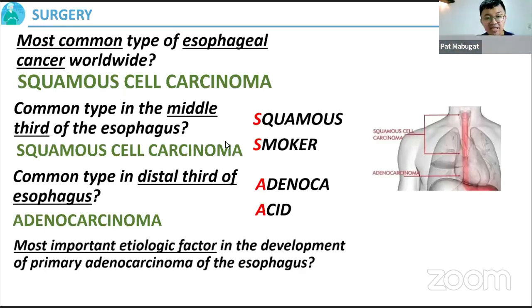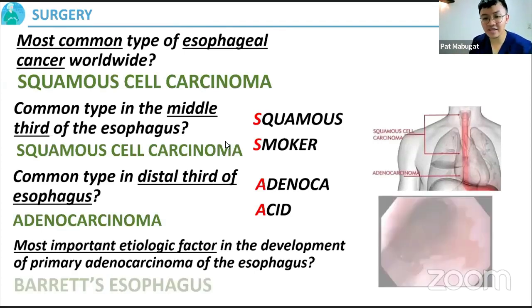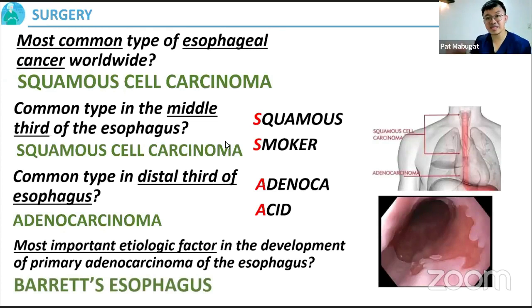What's the most important etiologic factor in the development of primary adenocarcinoma of the esophagus? So for adenocarcinoma, it has a precursor lesion, which we call Barrett esophagus. This is the transition from the normal squamous epithelium to the columnar type, columnar being more resistant to acid. You only expect to see columnar in the intestines.